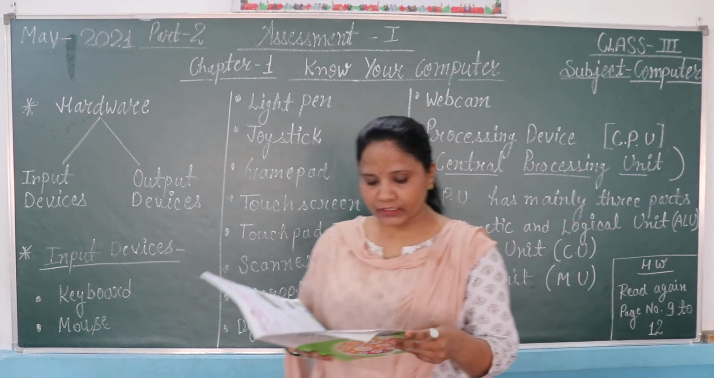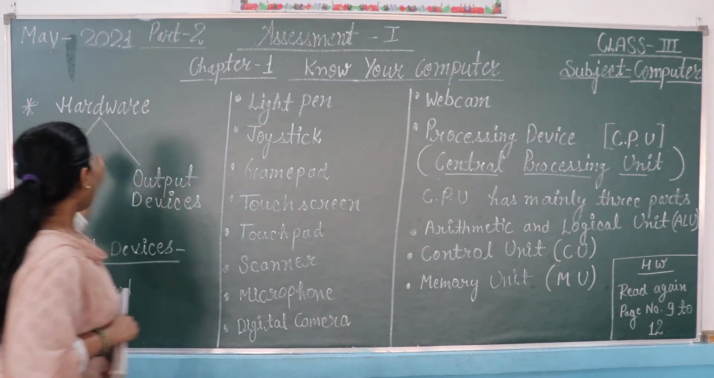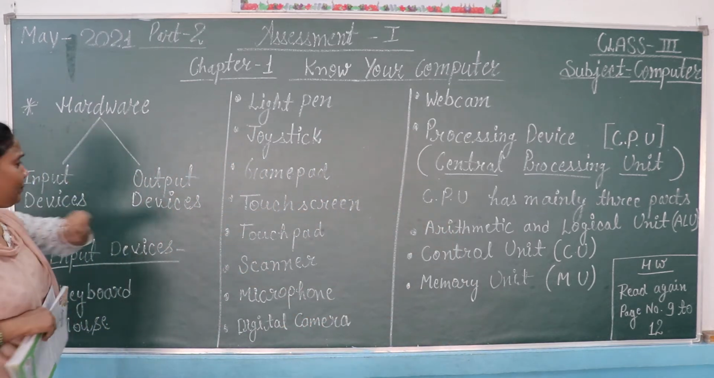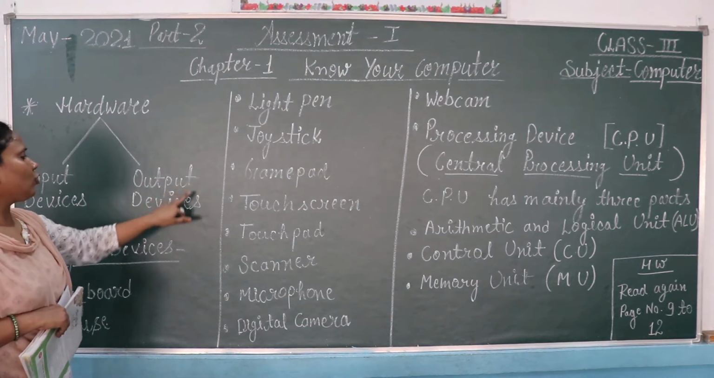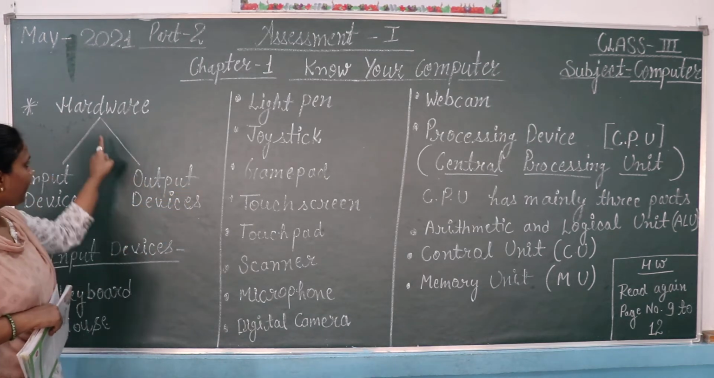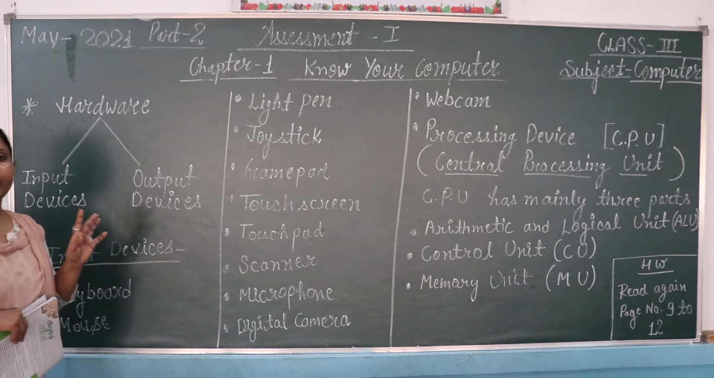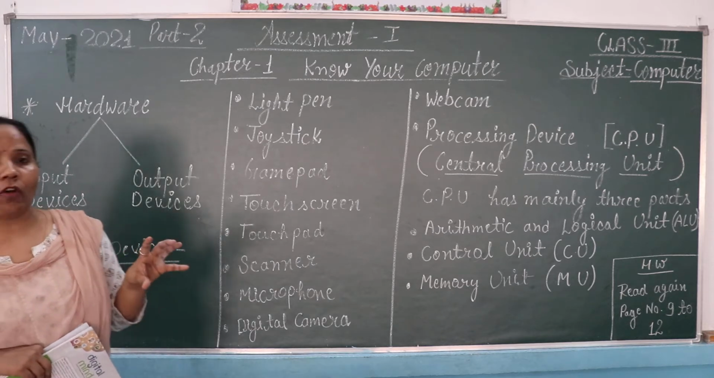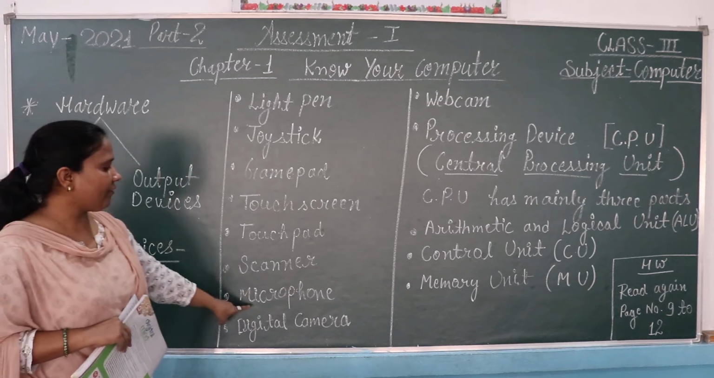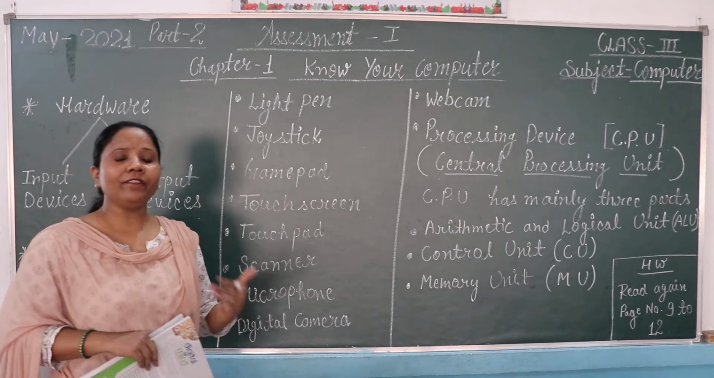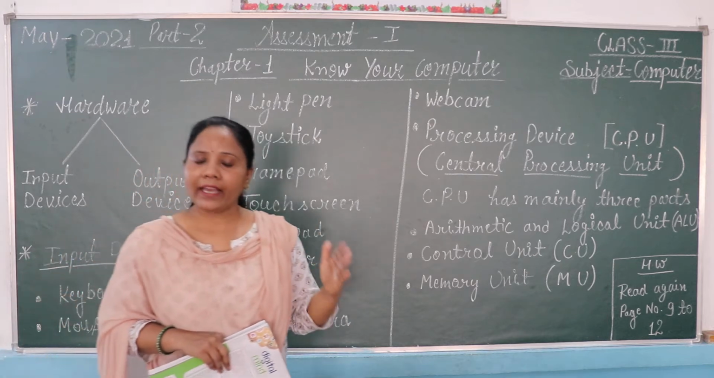Okay, let us start. Look at the board. Hardware has two types. First, input device. Second, output device. Let us start with the input device. There are a number of input devices. Through these devices, we can give instructions to the computer for doing anything.